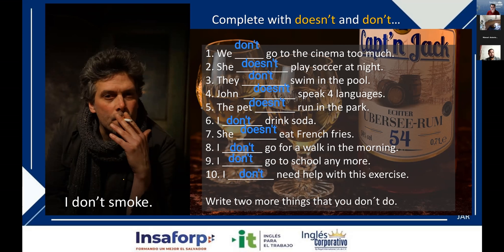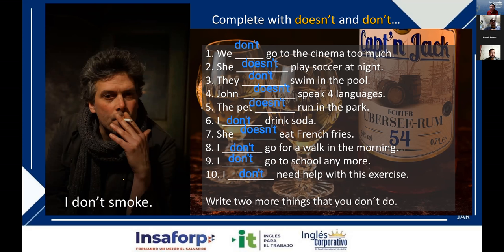¿Dictame? I don't get up early in the morning Saturday. Sería on Saturday. I don't get up early on Saturday. Para más rápido. ¿Y la otra? La otra sería... I don't, ¿verdad? I don't smoke. Y luego, sí, ya está ahí. Ah, pero está bien, hombre. No la habíamos visto.